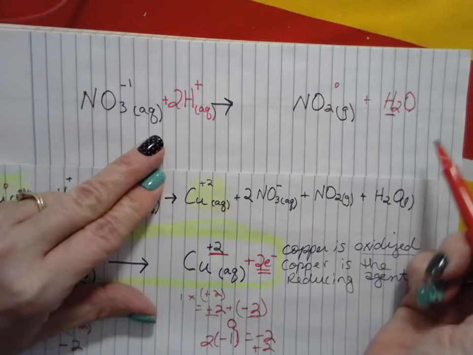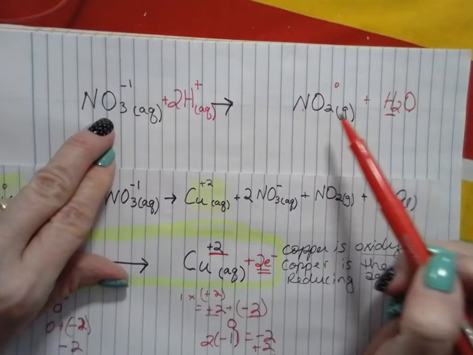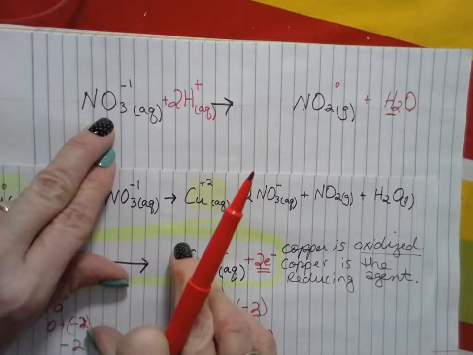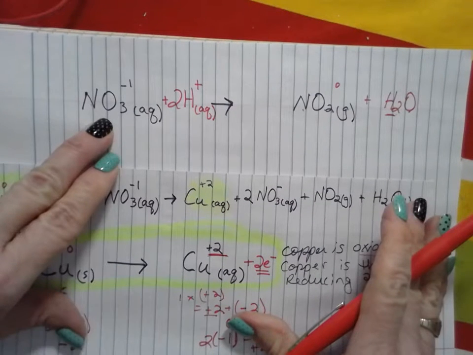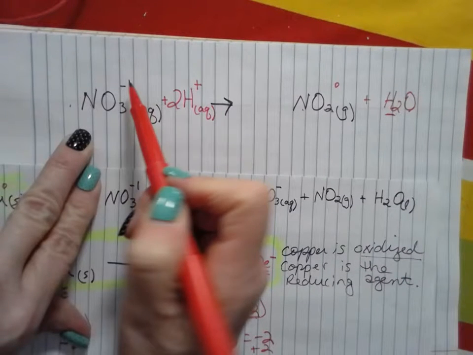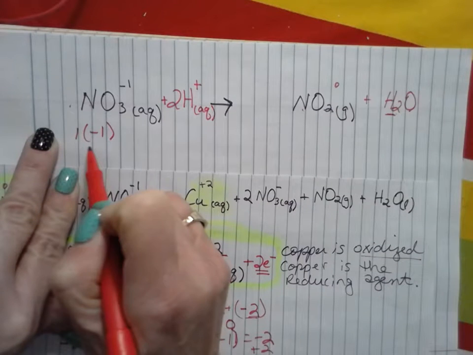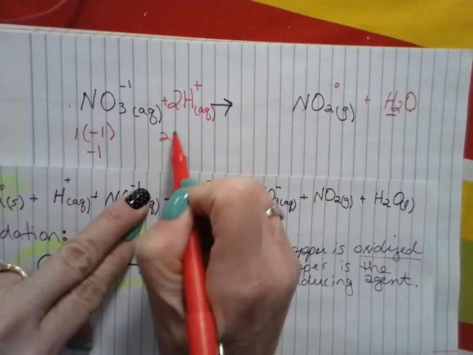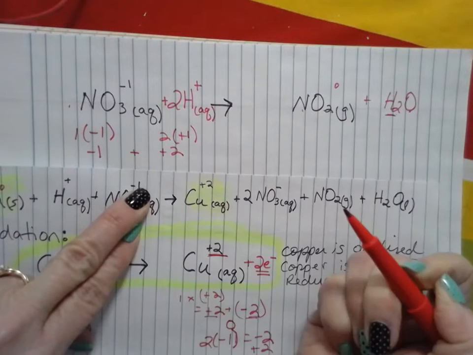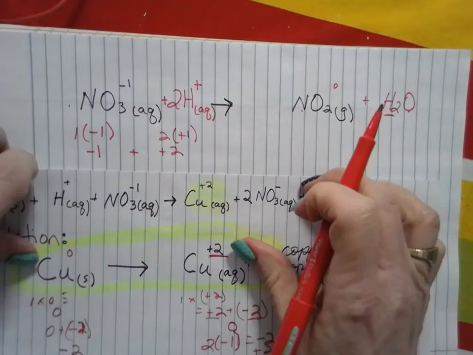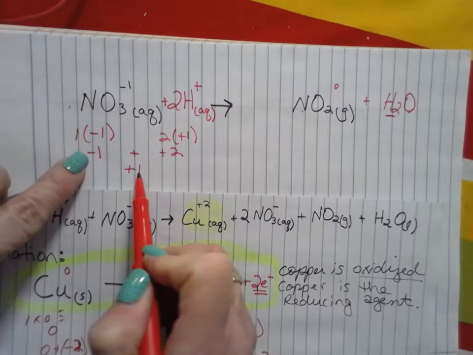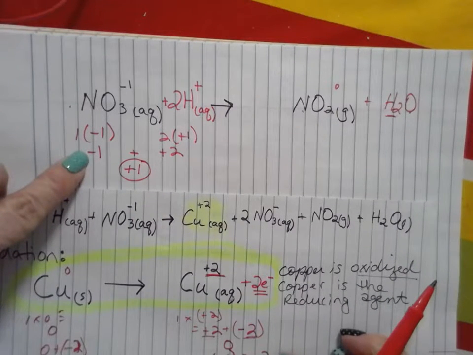So, 1 nitrogen, 3 oxygens, there's 2 and 3. I've got 2 hydrogens, 2 hydrogens. So now all my elements are balanced. I need to do the charges now. I have one of these times a -1 charge, which gives me a -1. I have 2 of these times a +1 charge, which gives me a +2. That balances out to a +1. Yes, -1 plus 2 is going to give me a +1 on this side. So that's the overall for that side.